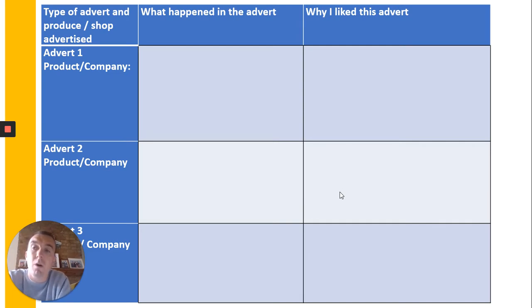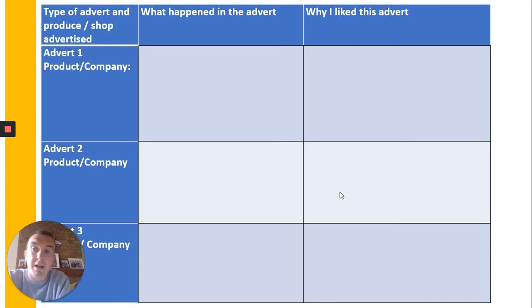Okay, in your work packs or on the resources attached to this slide, you'll see this grid. You can either draw this out yourself on paper or fill it in your work pack if you have enough space. What we're going to do is we're going to look at three adverts. I want you guys to go away and look at three adverts and then summarize what happens in that advert and then why you liked it, or why you think that might appeal to the target audience. Why might that want to make someone go out and buy that product?